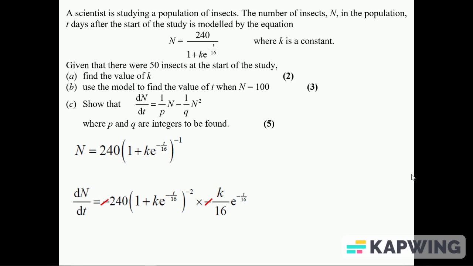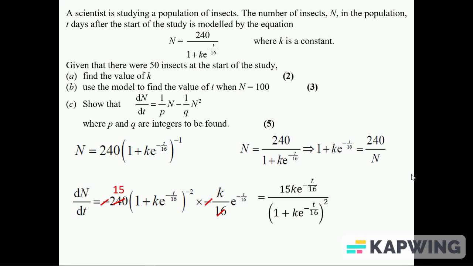I'm going to cancel out those minuses. I can simplify a little bit. 240 over 16 is 15. So I can write it like this. Now I need to sort of eliminate the e's, the t's over 16. So I'm using what I already knew, but I'm going to rearrange it slightly. So it says 1 plus k e to the minus t over 16 is 240 over n.